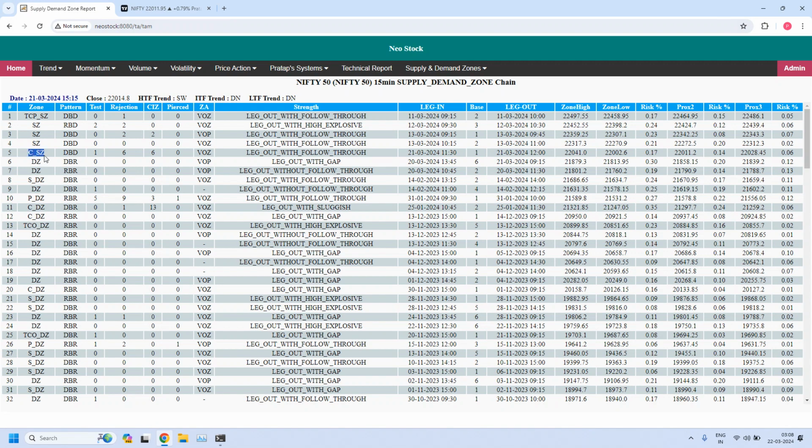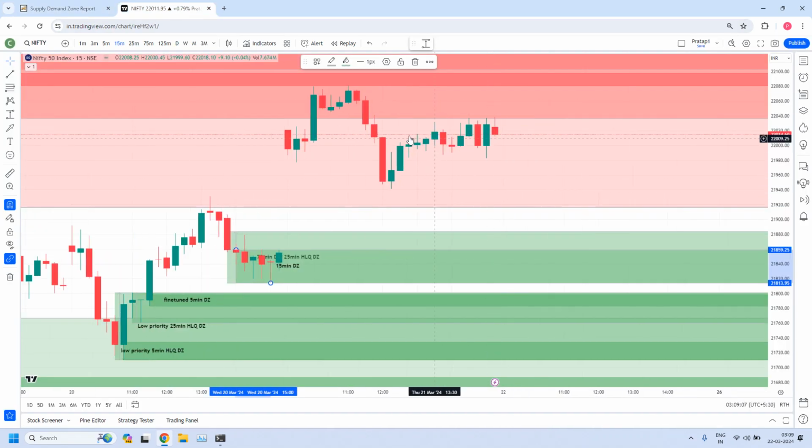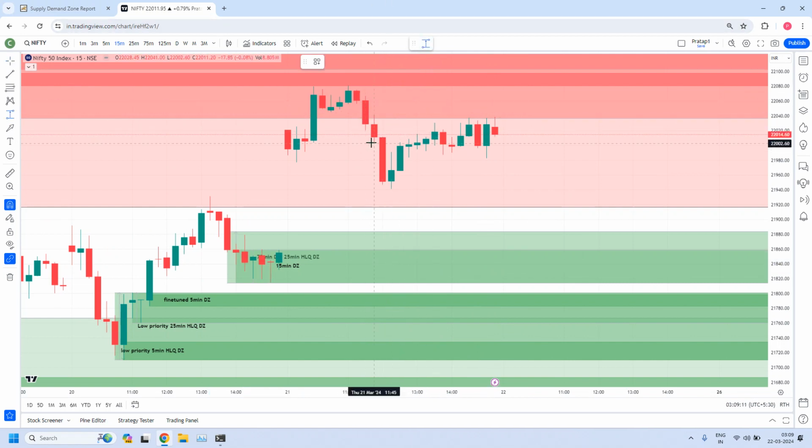And we have a high liquidity 5 minute supply zone. This is the one we need to concentrate on. When it is 21, that means today at the 11:30 candle, after that one base candle. This is 11:30. So that means this is a high liquidity supply zone they created here.